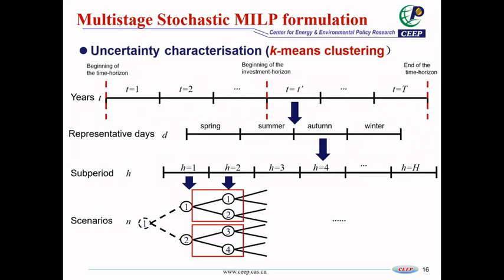Specifically, a typical day is divided into several stages, and each stage has several scenarios with different outputs of wind and solar. As shown in this figure, we assume there are eight stages for a typical day. In a specific stage, each scenario is indicated by a node with corresponding probability. We also define a virtual scenario with probability equal to one before the first stage.